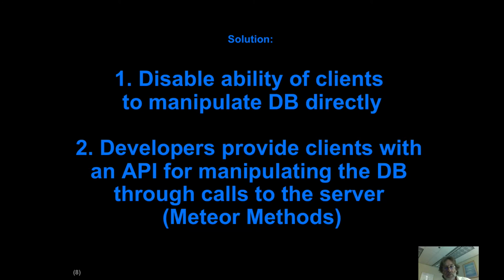Well, what we do in Meteor to fix that is, first, we disable the ability of clients to manipulate the database, and secondly, we construct an API for clients to modify the database that ensures that any modifications are made in a consistent, semantically valid manner. And this API is basically a set of Meteor methods that are written by the developer and which are made available to clients to invoke.